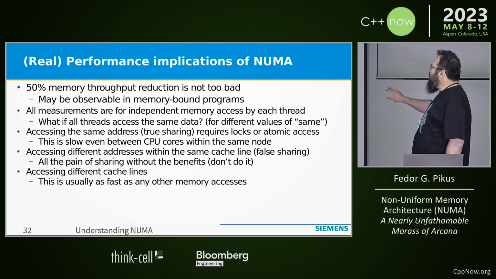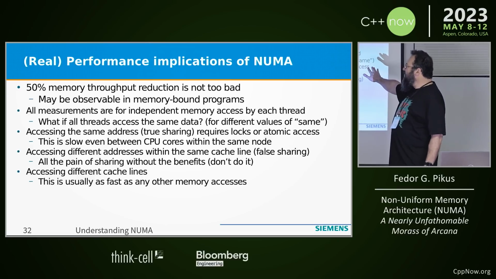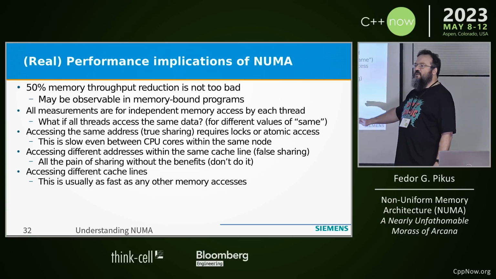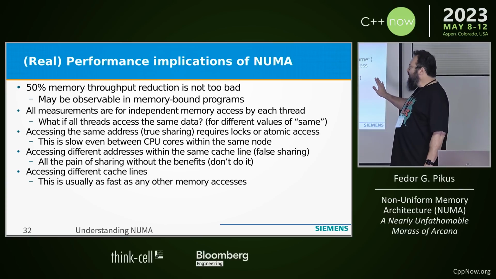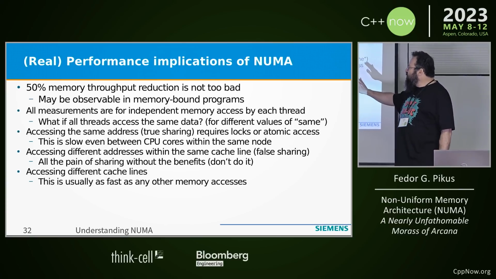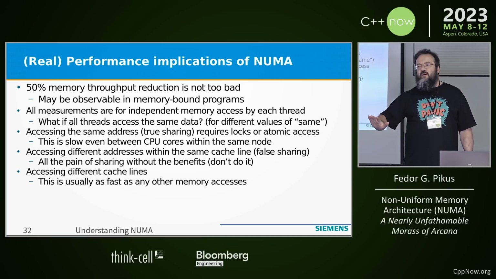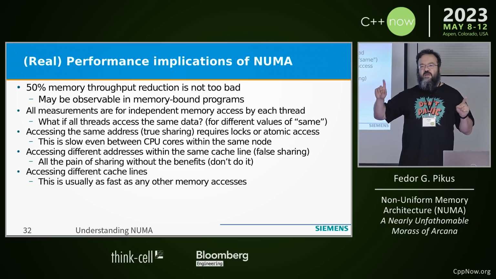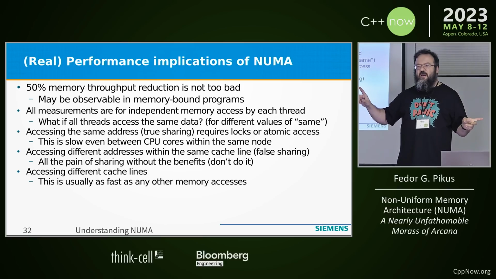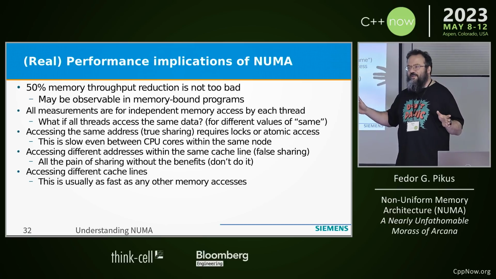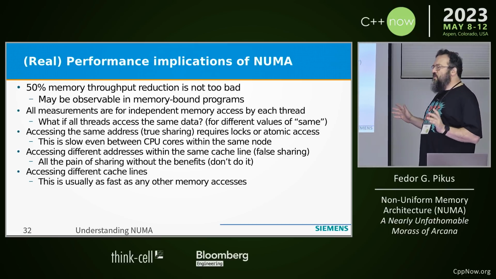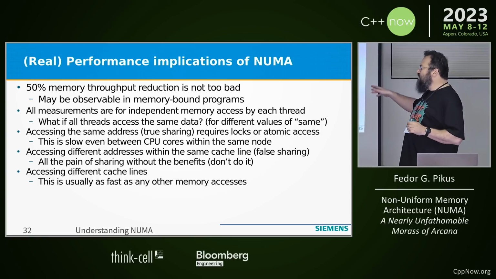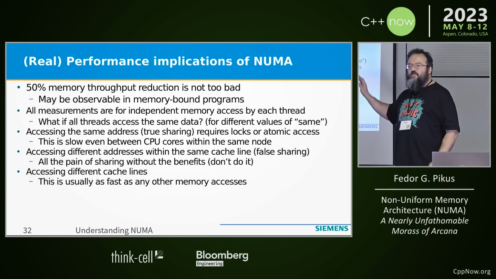Okay, so accessing a shared variable through data sharing requires locks or atomic access. This is slow even on one CPU. It's going to be slower across NUMA nodes. We'll actually need to talk about that, but we'll get to that later. Accessing different addresses within the same cache line is called false sharing. When you do it between different cores, it causes the cache line to bounce between caches of different cores. It has the same speed as true data sharing without any benefits. You're not actually getting any synchronization, but you're paying the full penalty in speed, so don't do it. Yes, it's worse across NUMA nodes, so really don't do it, but it was bad enough on one CPU.